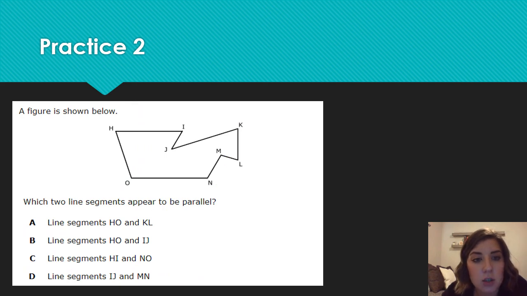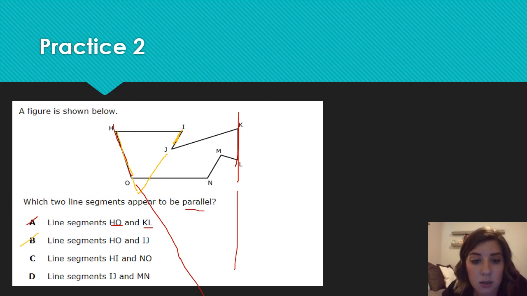Next practice, a figure is shown below. Which 2 line segments appear to be parallel? Okay, I'm looking for line segments that never touch. I also note that I need to name these using the letters. Okay, line segments HO and KL. This one looks straight up and down. This one seems to have an angle on it. Like if I went down here forever, I think they would cross. So that's not going to be it. B, HO and IJ. Are those parallel? No, they'd cross like right here.